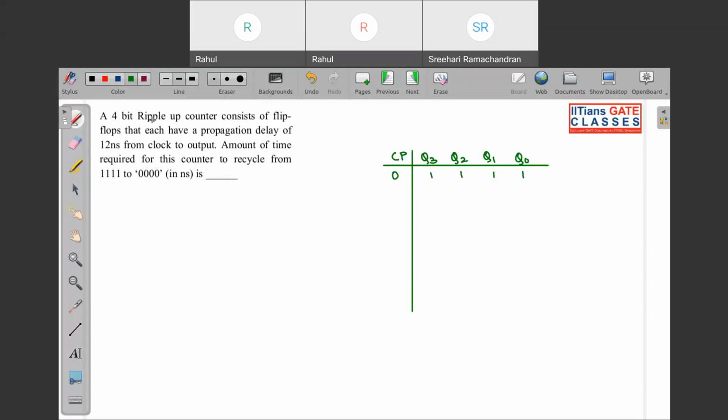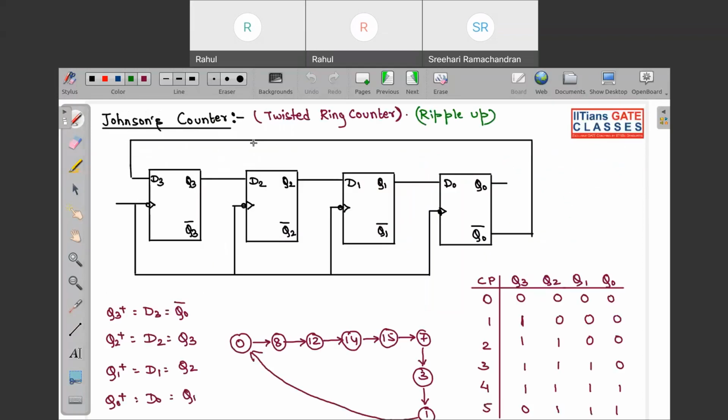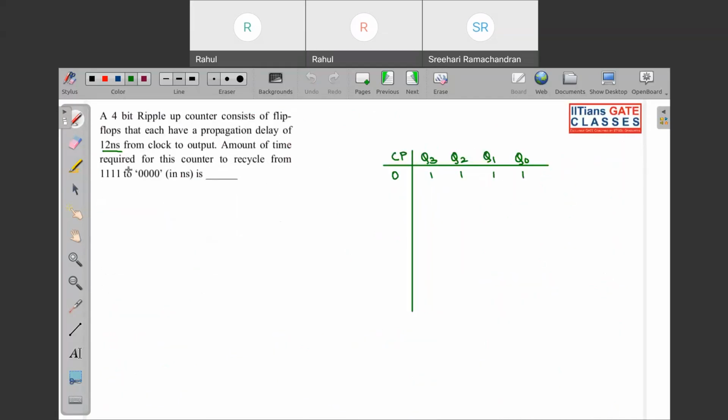So it is said a 4-bit ripple up counter consists of flip-flops that have a propagation delay of 12 nanoseconds from clock to output. From clock to output, that means this is your clock, and from clock to output it has a 12 nanosecond delay. So basically they are asking the amount of time required for this counter to recycle from 1111 to 0000. So at first clock pulse, this will happen after 12 nanosecond, here it will be 0 1 1 1.